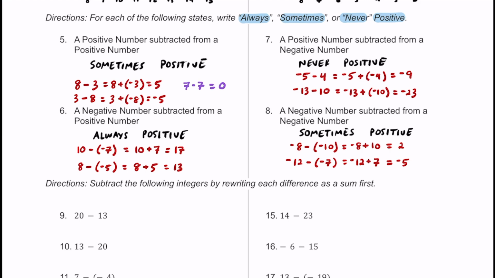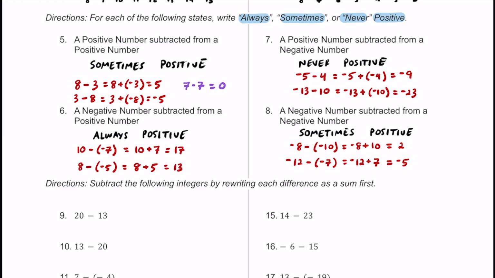So basically here, notice if we are subtracting a number with the greater absolute value, like negative 10 has a greater absolute value than negative 8, then we're going to end up with a positive number because we're going to end up flipping that number that's further from 0, right? But in this case over here, this negative 7 has a smaller absolute value than negative 12. So even when we flip this negative 7, it's not going to be enough to pull it into the positive, so we're going to get a negative answer, right? So we're going to get sometimes positive.